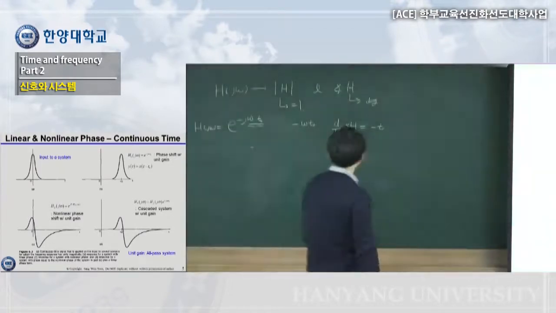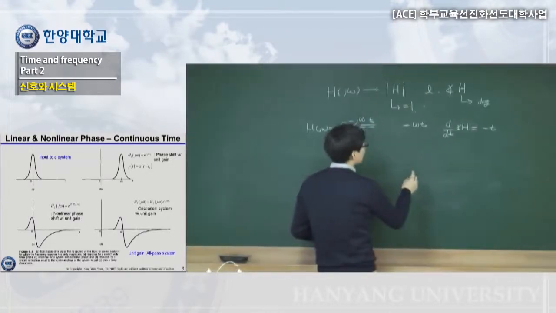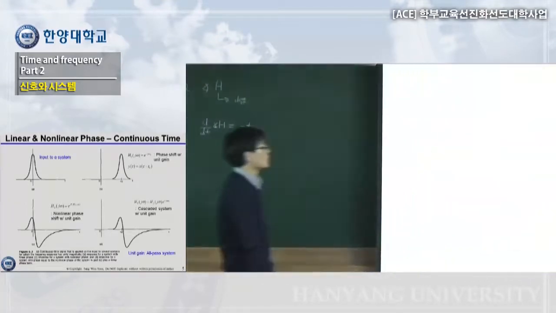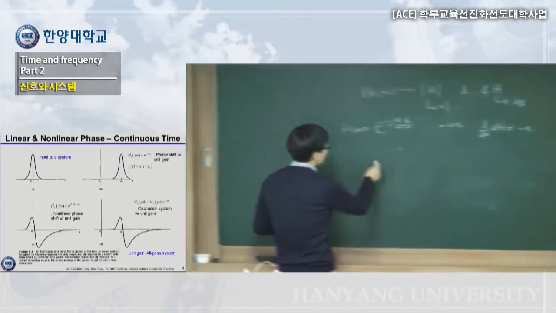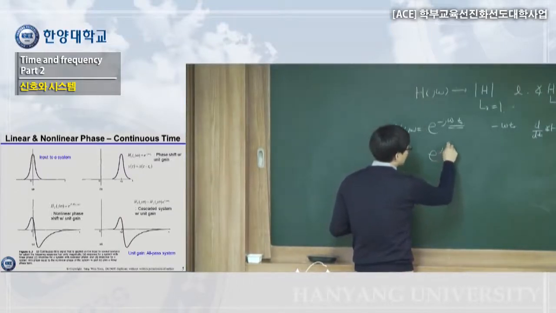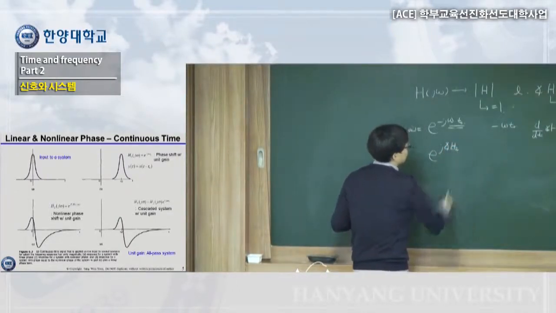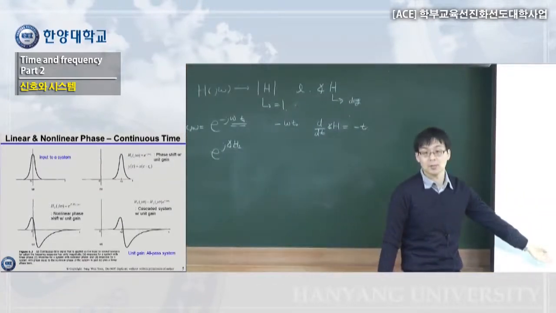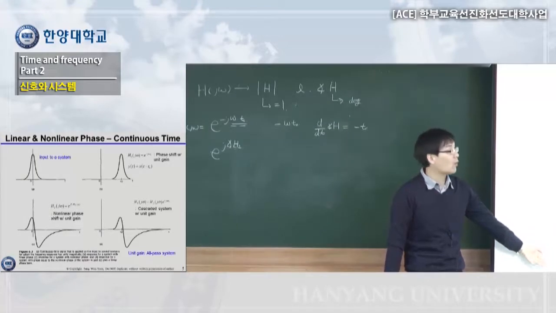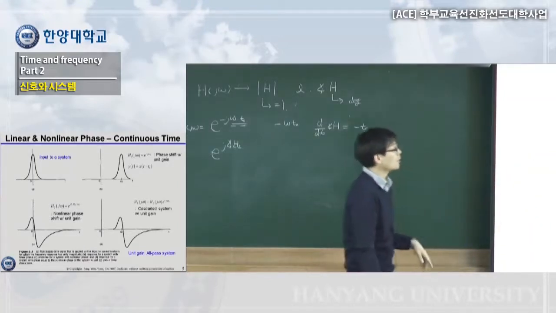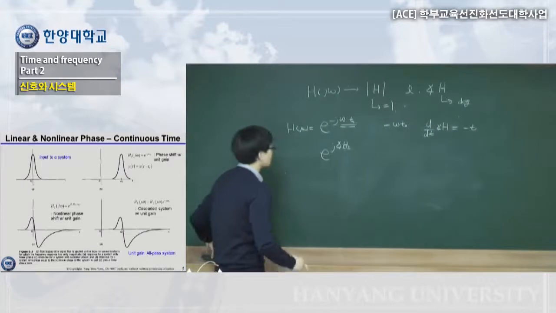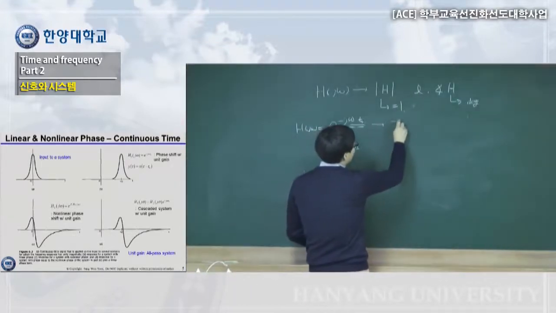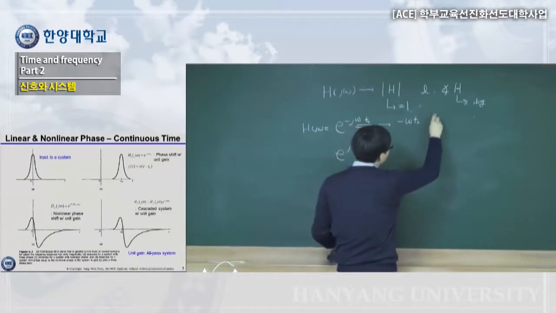If you calculate them, if our system has something like this, so now it is not like that, but has some nonlinear phase, then they will change like this. However, this one's phase is minus omega T0, which is a linear phase.